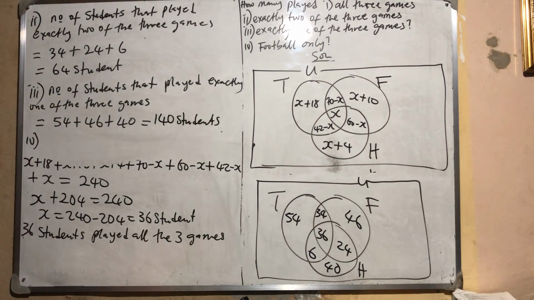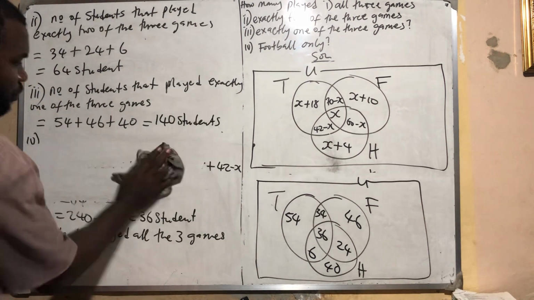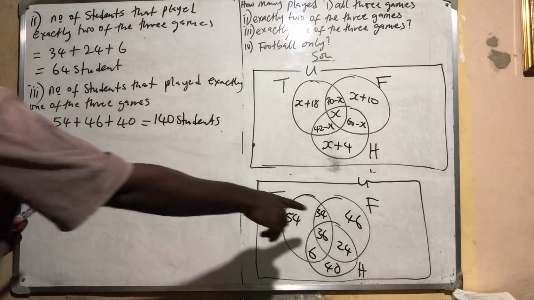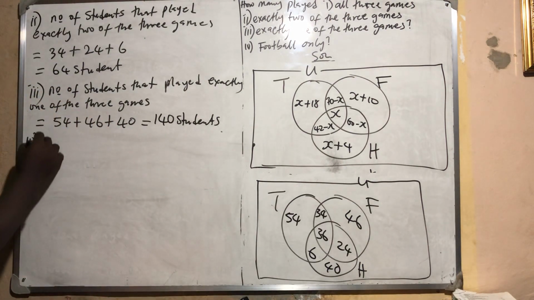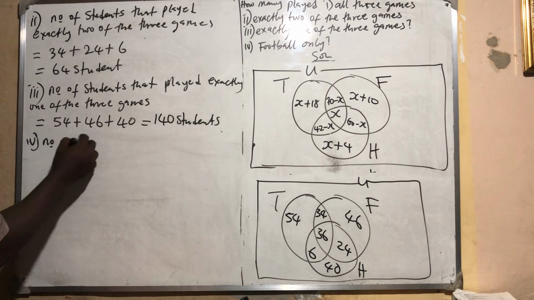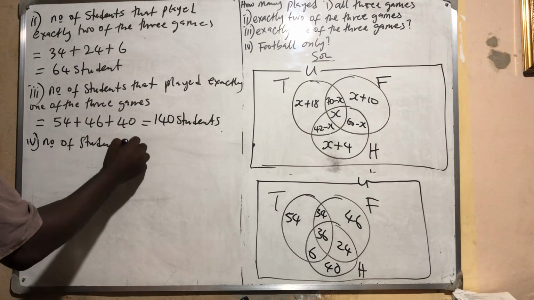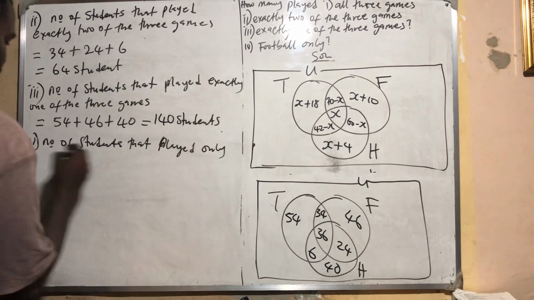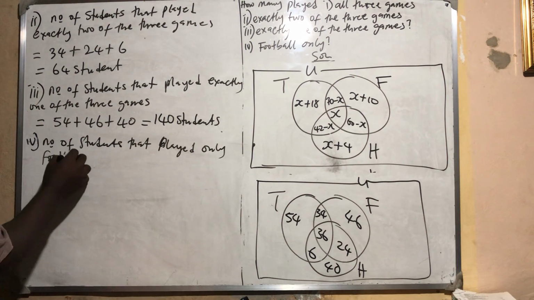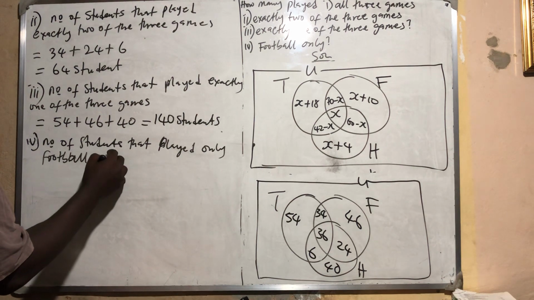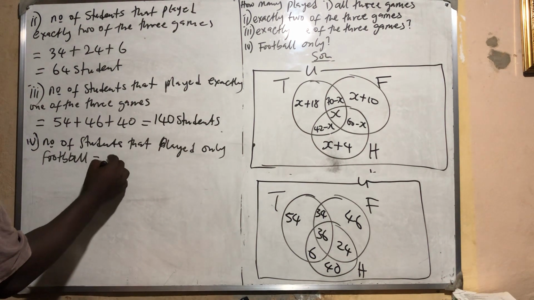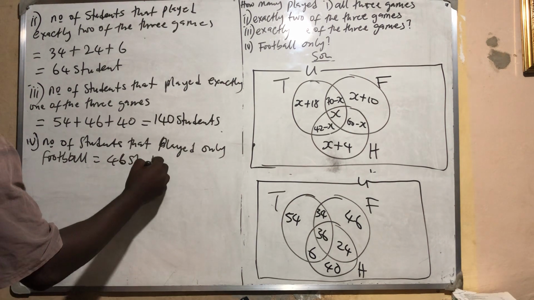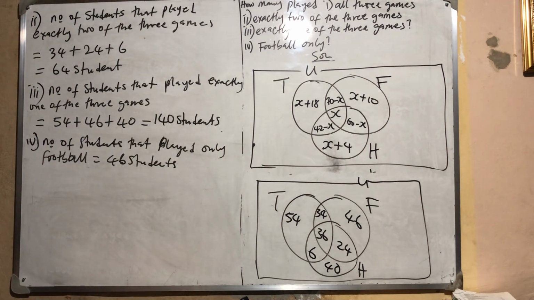So Ivy said the number of students that played only football. If you look at that, you see that it is obvious that only football is 46. So you tell Ivy that the number of students that played only football is equal to 46 students. All right. So that is that for set and Venn diagram.